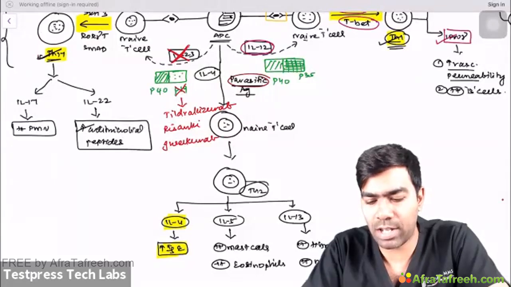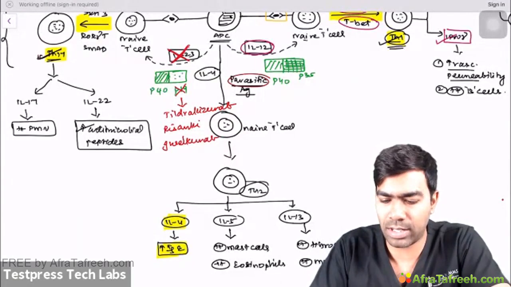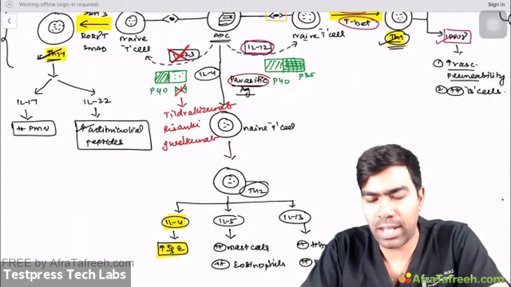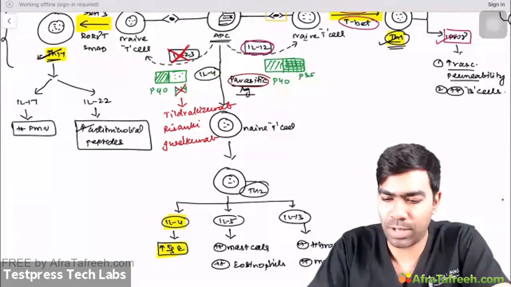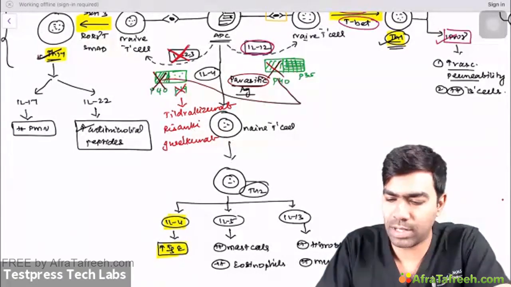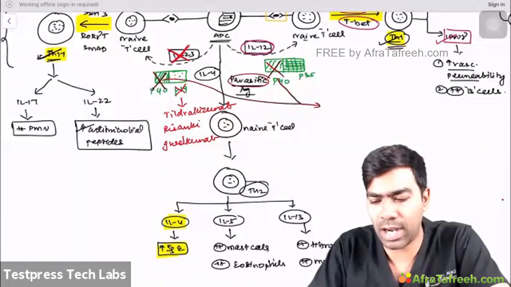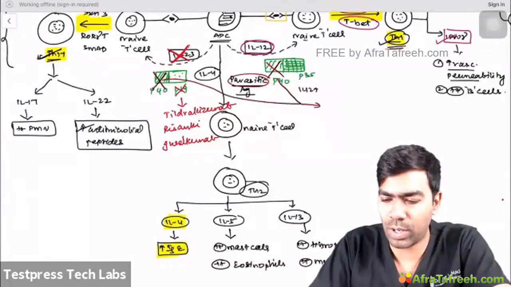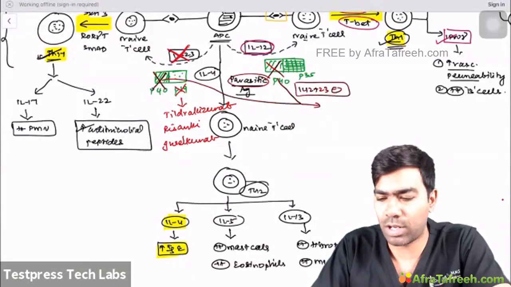Nevertheless, they are specific IL-23 blockers: tildrakizumab, risankizumab, guselkumab. And there are some drugs that can block the P40 pathways. I can write in a different color. So P40 can be blocked. Once you block the P40, you can block both IL-23 and IL-12. So this will be an IL-12 and IL-23 blocker, which we refer to as ustekinumab.